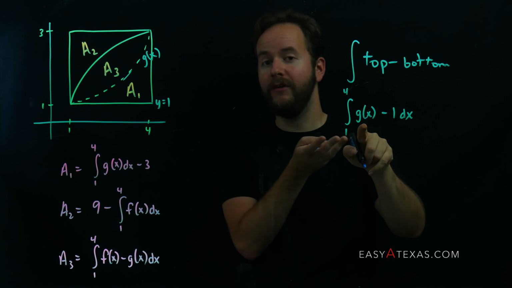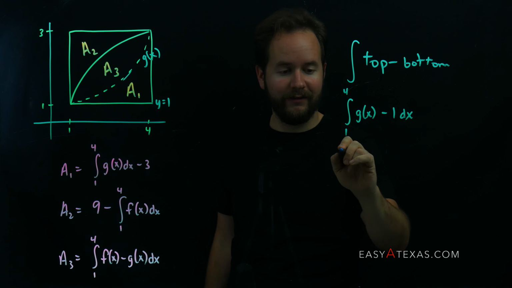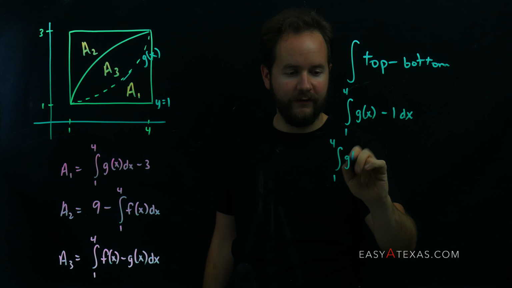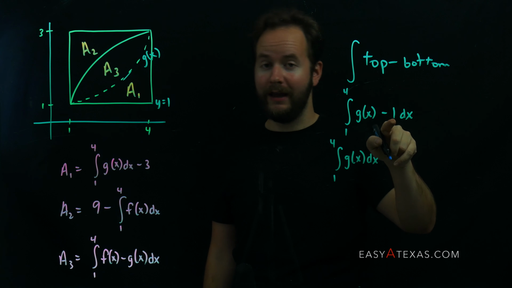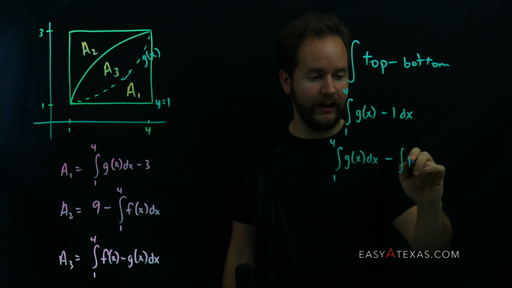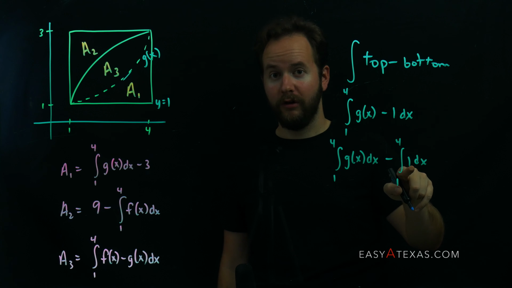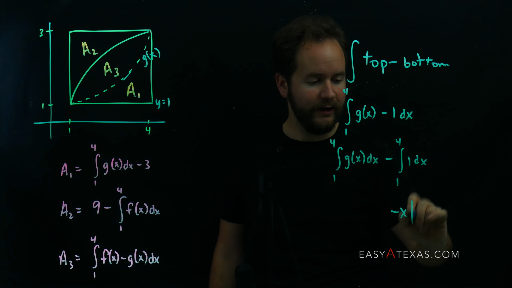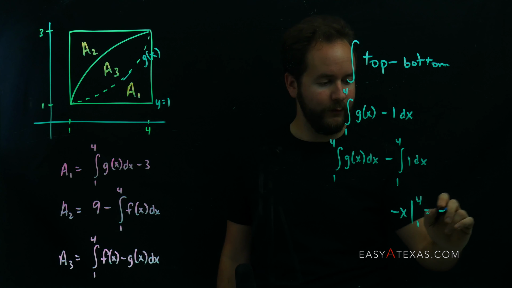Now we don't know g of x, we don't know what that function is. We're going to have to leave it as the integral from 1 to 4 of g of x. But we can integrate negative 1. In fact, the integral of negative 1 from 1 to 4 will be negative 3. Let's quickly compute that. Integral of negative 1 is negative x. Plug in 4, plug in 1, find the difference, and we get negative 3.